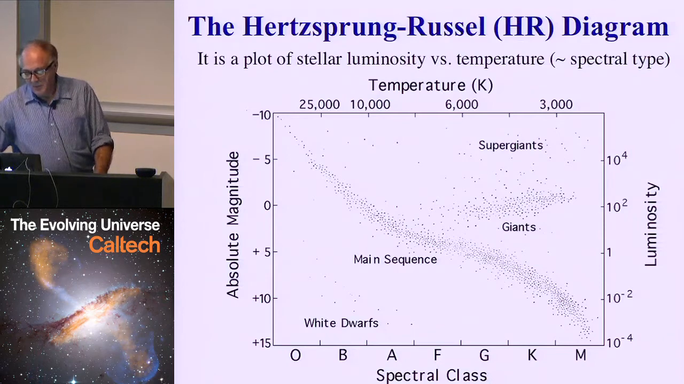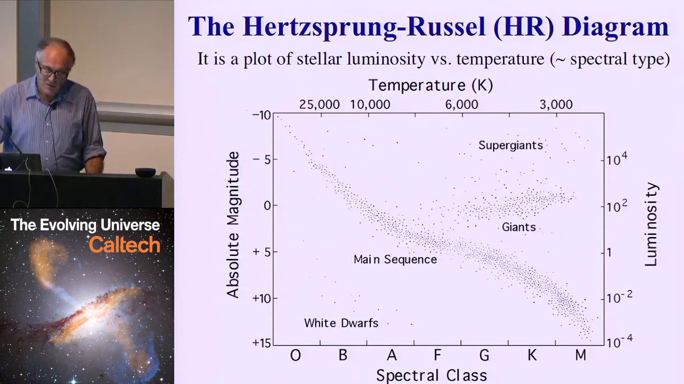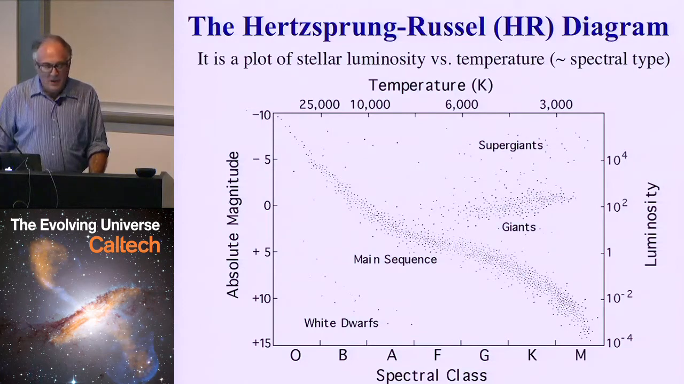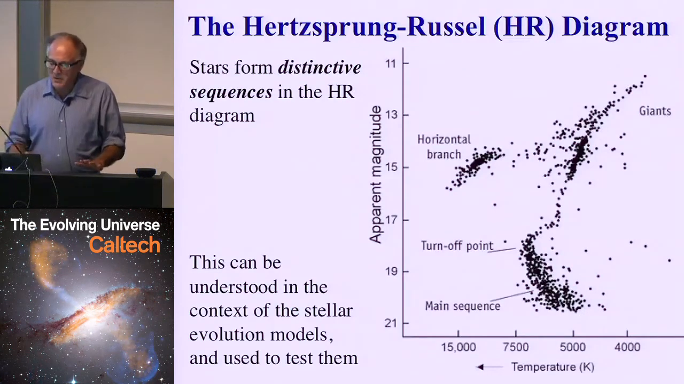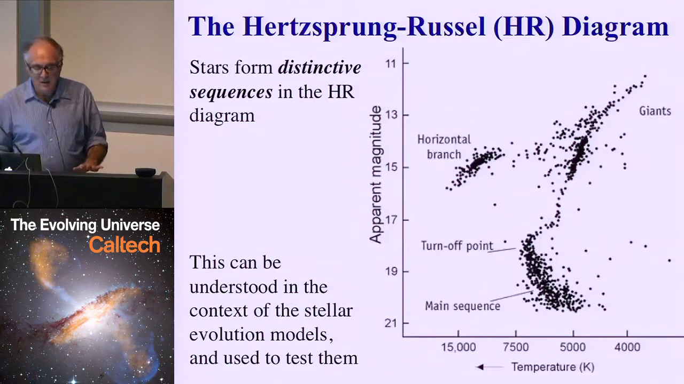Then there are giants, which are so-called because they're extra bright, supergiants, even more so, and there are dwarf stars or white dwarfs, which are much dimmer. So this turned out to be a really powerful tool to try to understand stellar structure and evolution. And there are different sequences here, and now we know what they are. They're actually due to different types of energy generation in the stellar core.